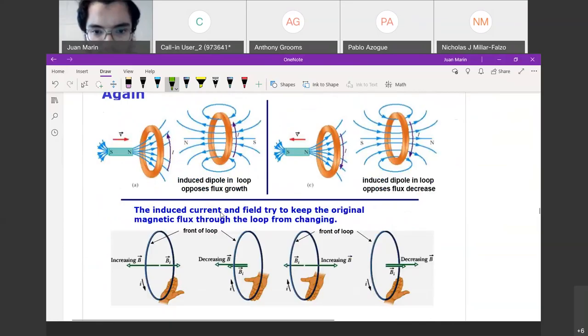So we talked about Lenz's law already. Let's just recap. Of course, we said Lenz's law wants to oppose the change in the magnetic flux. So over here we have a nice demonstration of what's happening.